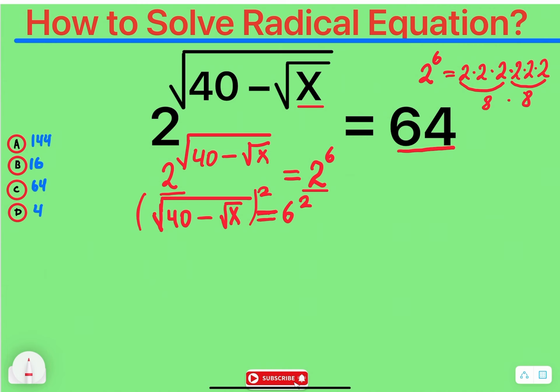If we square, as you know, the radical will cancel out with the square, because a radical is 1 over 2. If you multiply by 2, squaring means multiplying by this, it becomes 2 over 2, and 2 divided by 2 is 1. That's why we can escape the radical sign by squaring. That was the goal. So we will be left with 40 minus square root of x on the left side equals 36, which is 6 squared.